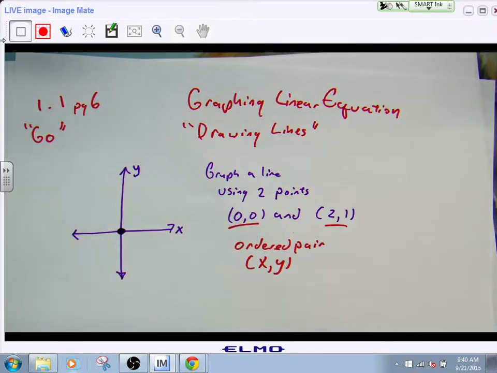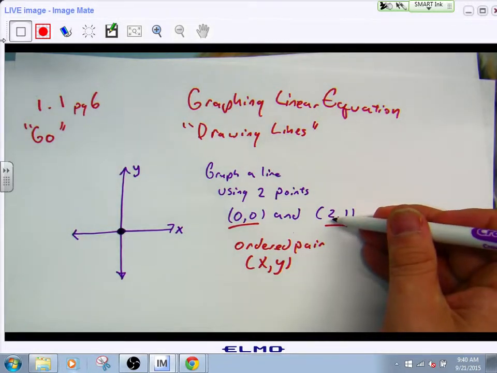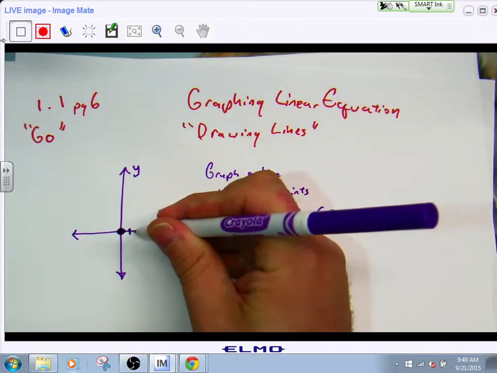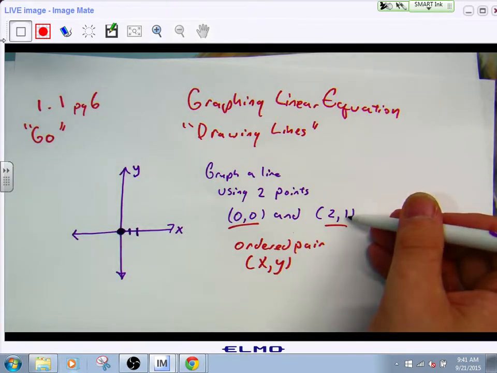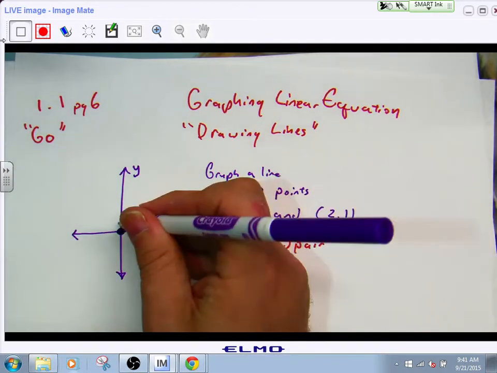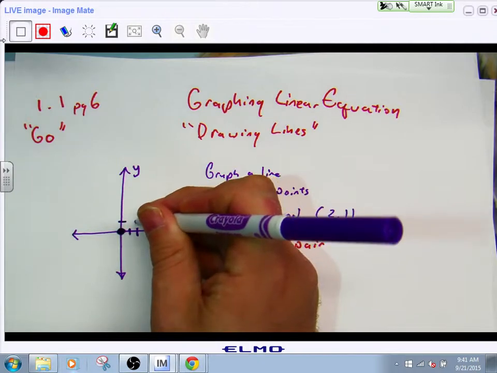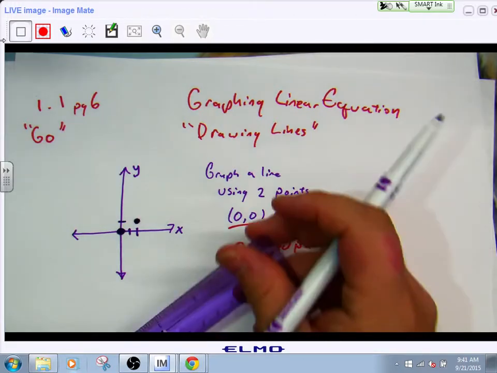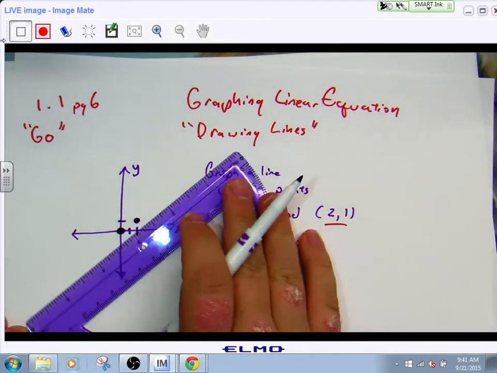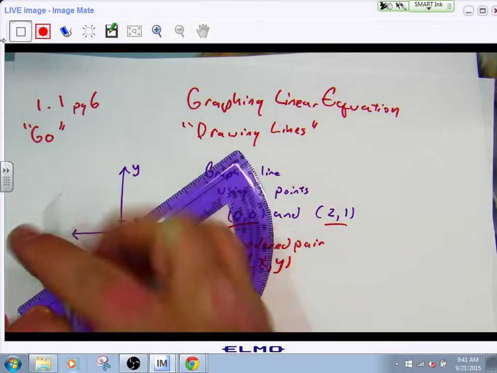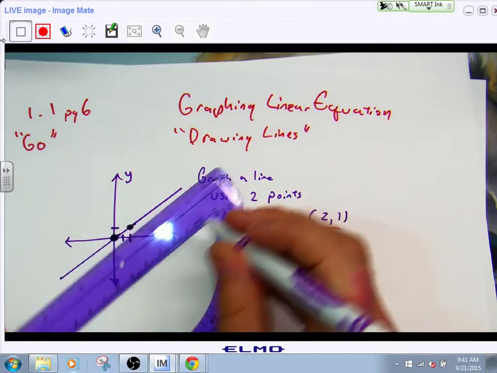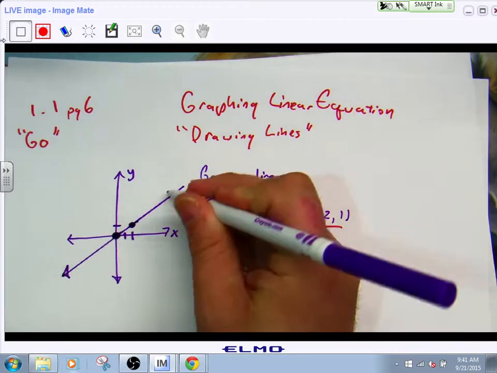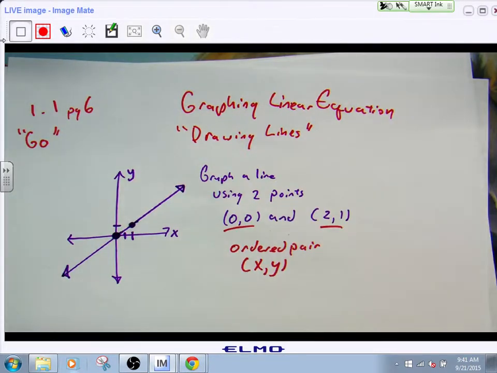That is 0, 0. The next point is 2, 1. So I go up 1, 2 on my x, and then my y is up 1, so I go up 1 on my y, like this. That's what it's asking me to do. And then to draw a line, I just connect my dots, like so. Put little arrowheads on the end of my line to show that it goes on forever. And voila, I have my line.